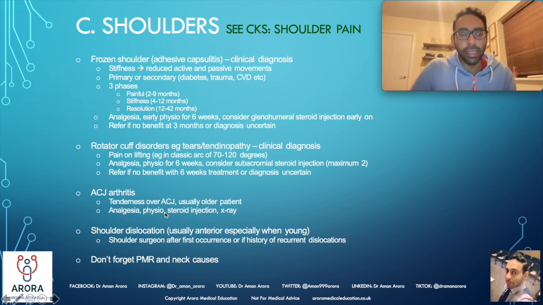Other causes then, so ACJ arthritis, particularly if you're getting shoulder pain in an older patient, with tenderness over the ACJ area. Analgesia, physio, steroid injection are possible, but of course x-ray, particularly if you're going to be referring to orthopedics, make sure that x-ray is done.